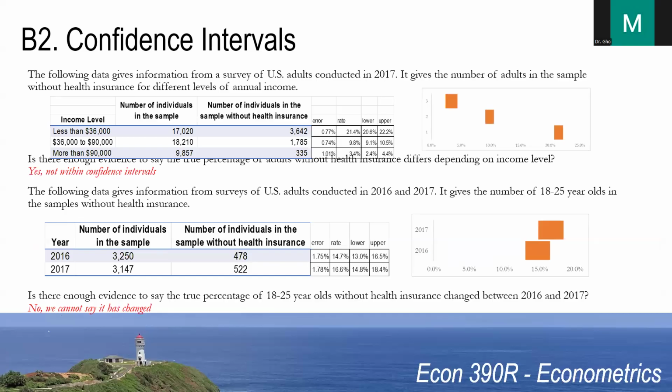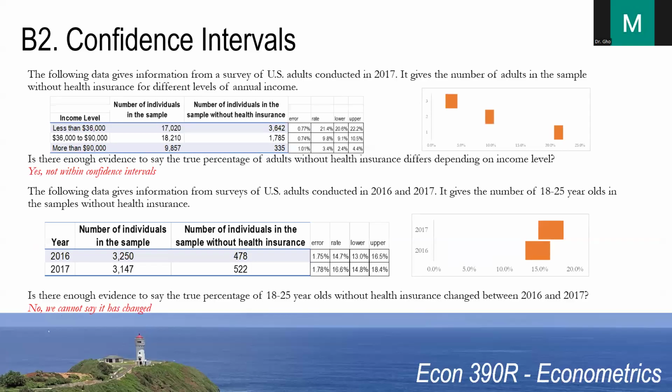A couple examples from an earlier class I have, helping us understand how confidence intervals work. There's some statistics on here, looking at a survey from US adults in 2017. People without health insurance at different levels of income, are they the same? Because the sample sizes were different, that gives us the range. And it looks like each of these three are not going to be the same for the first one.